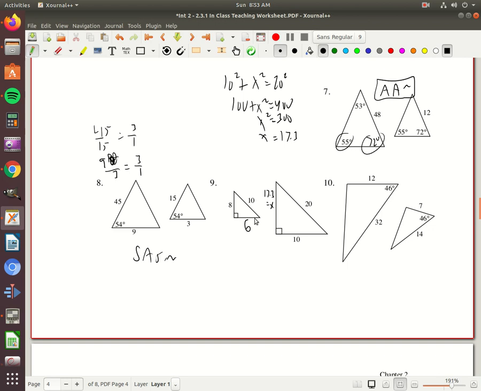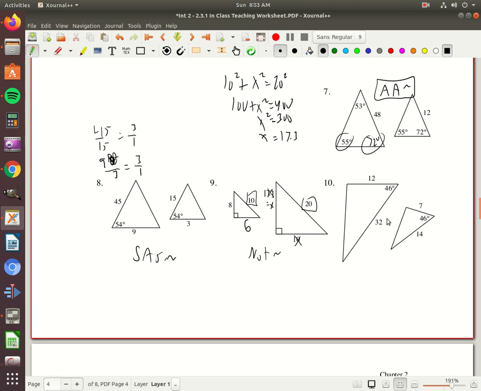Here, the smallest side would be 6. So I think the easiest way to compare it is this, right? 10 times 2 is 20. That's the biggest side. So the smallest, 6 times 2 would have to be 12. It isn't. 8 times 2 would have to be 16. It isn't. So I'm going to say not similar here.